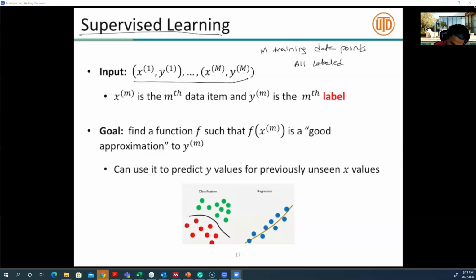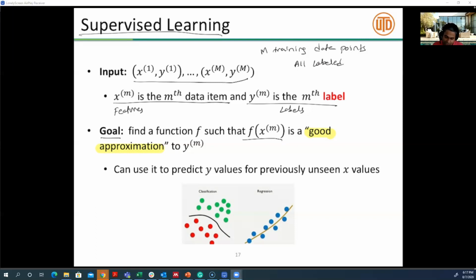So the goal of supervised learning is, where I have here xm being the mth data point and ym being the mth label, right? So these are called features, as we discussed last time, and these are called labels, right? And the goal of supervised learning over here is to find a function f such that f of xm is a good approximation to ym. So ym is my label. So f of xm, I apply my f on my features and I get a good approximation of my label. And this should be a good approximation everywhere, right?